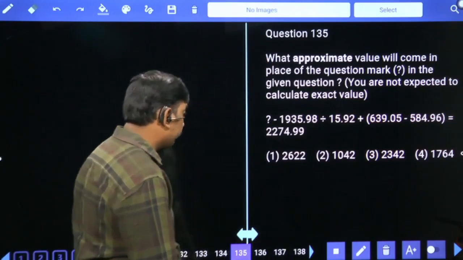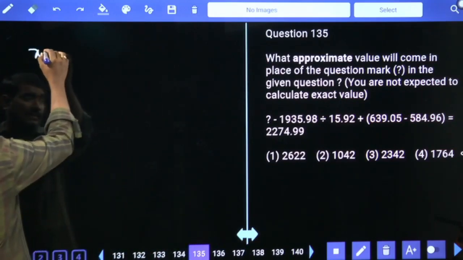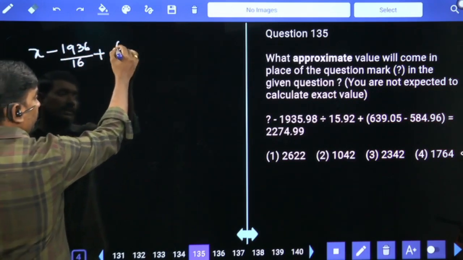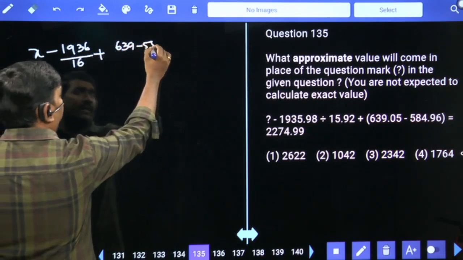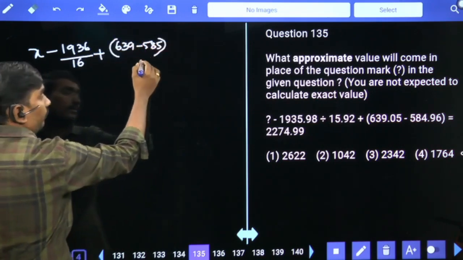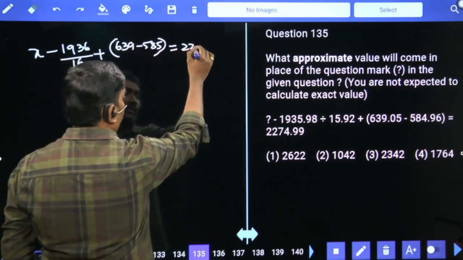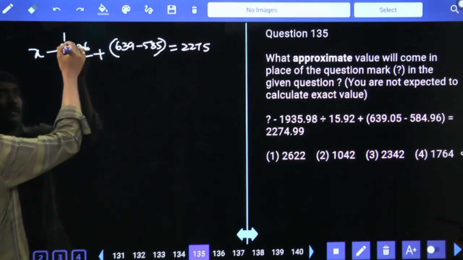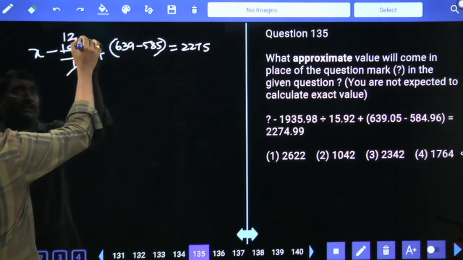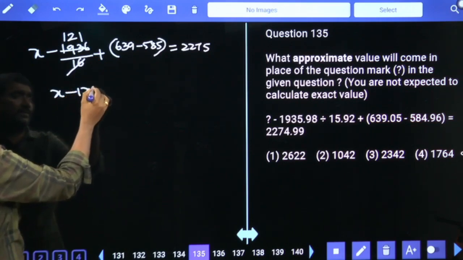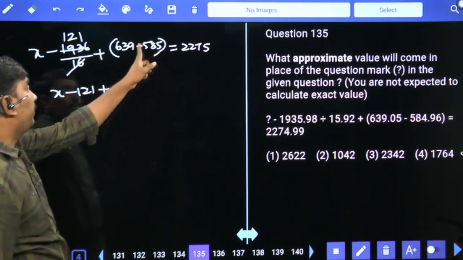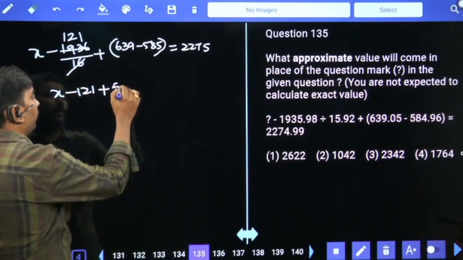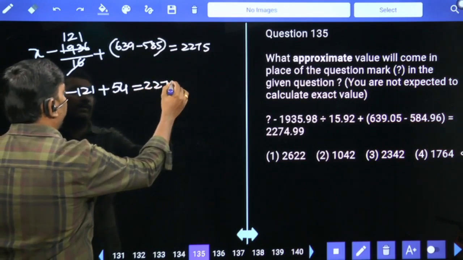Approximations. X minus 1936 divided by 16 plus 639 minus 585 is equal to 2275. 16 ones are 16, 16 twos are 33. X minus 121 plus 15 39, 15 39 54. 2275.